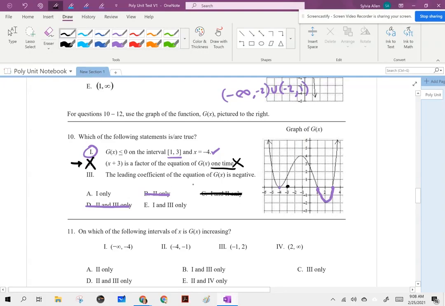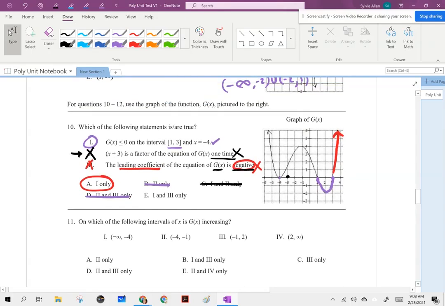And then the leading coefficient of g of x is negative. Well, remember, the leading coefficient determines the right side of the graph. So the leading coefficient is not negative, it's positive. So the only one that's true is A.